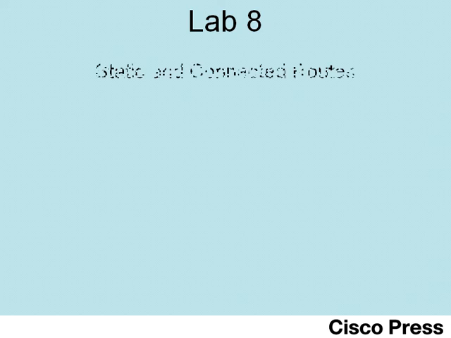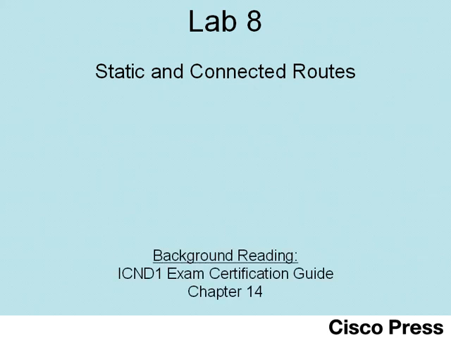Hello and welcome to ICND1 Lab 8. This lab explains how to configure static routes as well as the requirements for connected routes to show up in a router's routing table. If you're using the Cisco Press exam certification guides, note that the ICND1 book, Chapter 14, introduces both of these concepts.